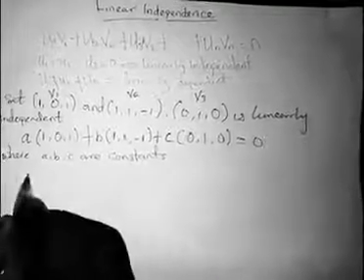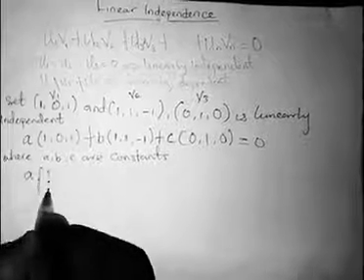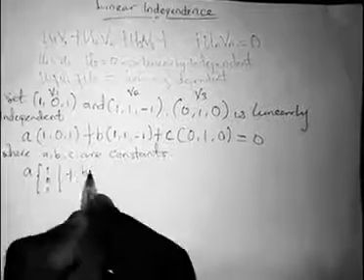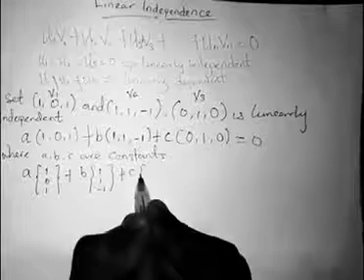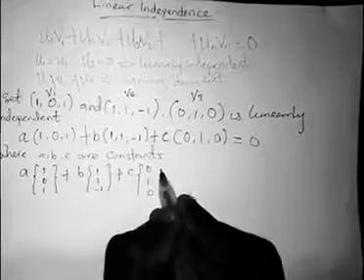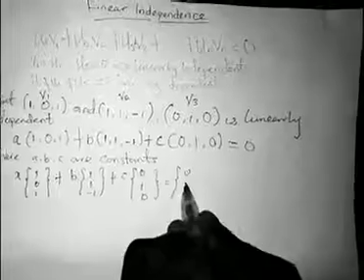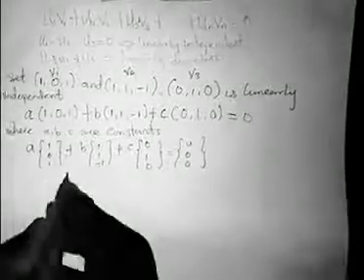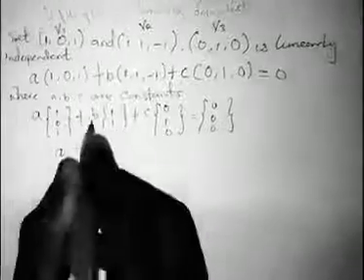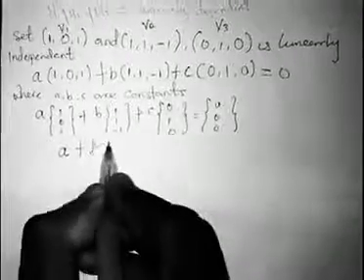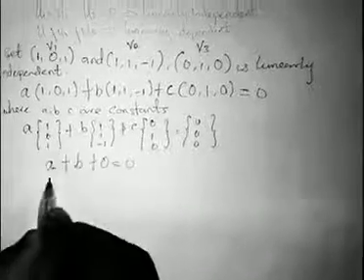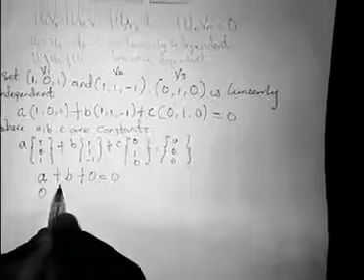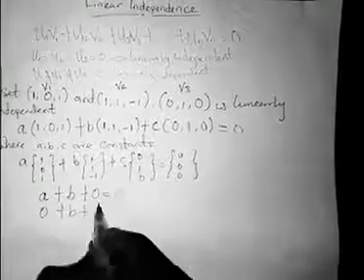So let's solve now. That will be a(1, 0, 1) plus b(1, 1, -1) plus c(0, 1, 0) equals (0, 0, 0). So a times 1 will give you a, plus b times 1 will give you b, plus c times 0, 0 equals 0. A times 0 is 0. b times 1, b, plus c times 1, c equals 0.